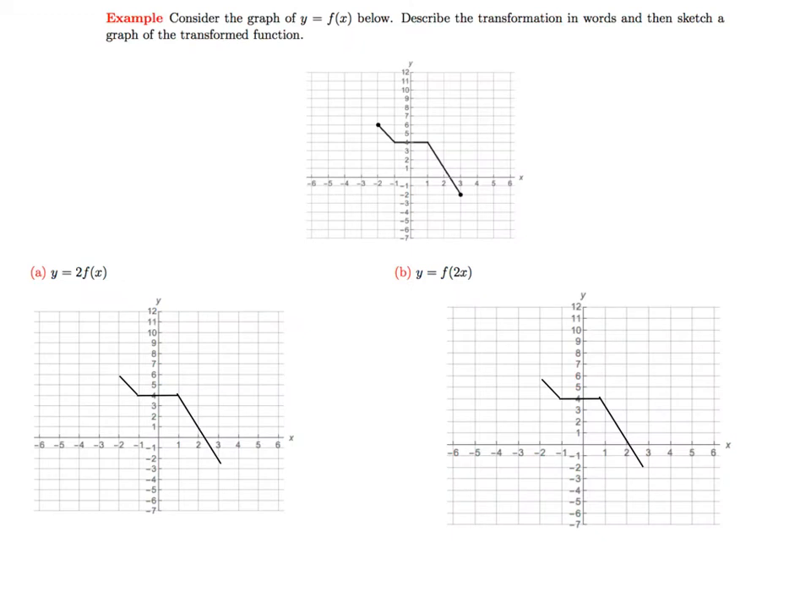In this example, we start with a graph of a function y equals f of x, which I've recreated in parts A and B. And we're going to apply a transformation in each part. In part A, the transformation is that we're multiplying by a factor of 2 on the outside. When we apply this change on the outside, that means we have a vertical transformation. So outside equals vertical. And because we're multiplying, this is going to be a vertical scaling by a factor of 2.